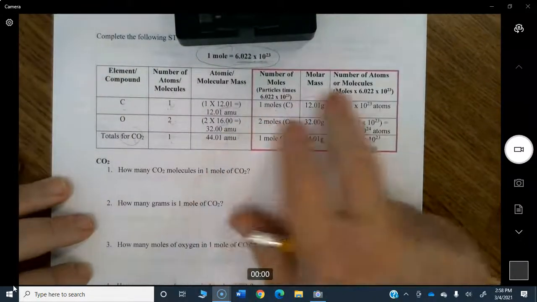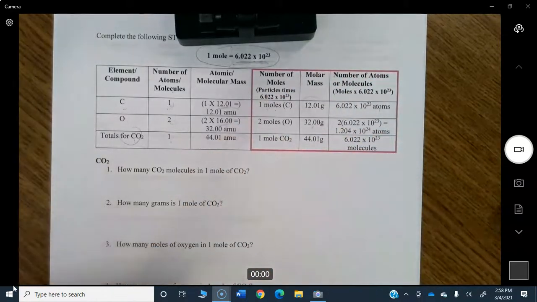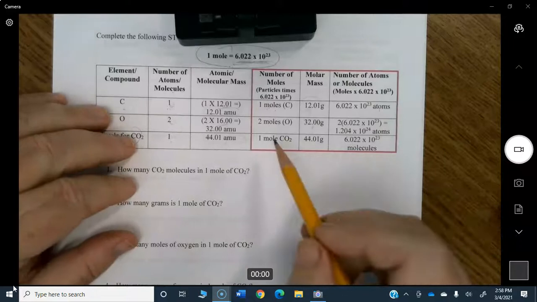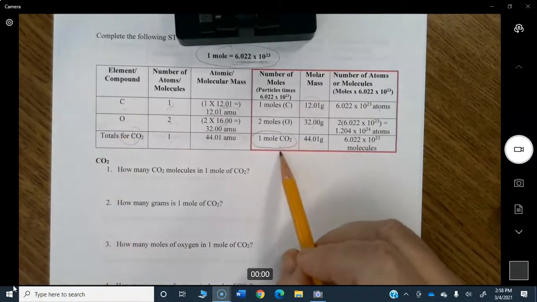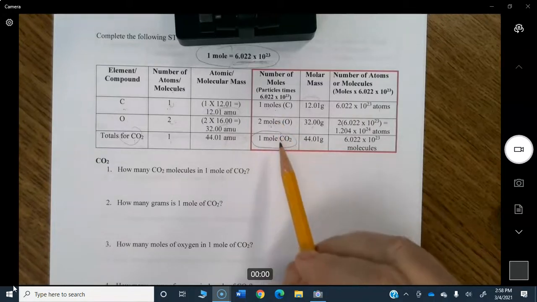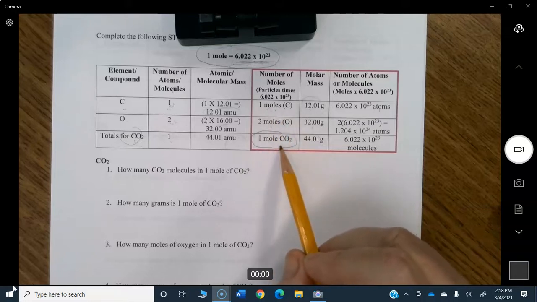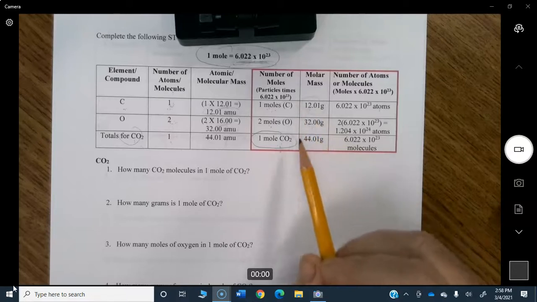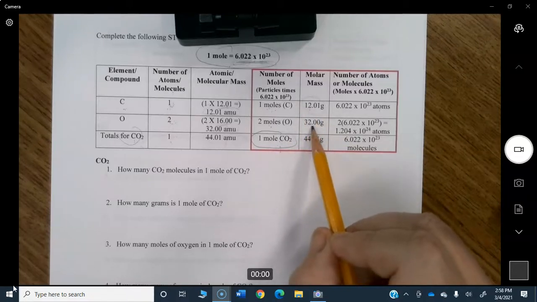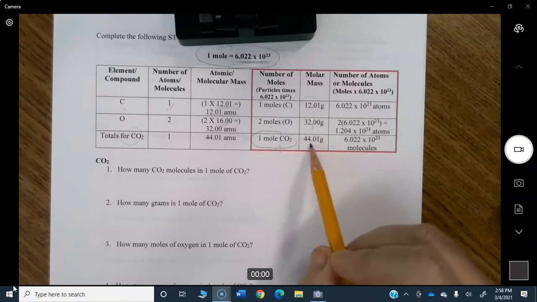Okay, so now what we're going to do is come down here and answer questions based on this. And what you're really interested in is what's in this red box here. That's why it's drawn around. So everything in here is referenced to 1 mole of carbon dioxide. So in order to make 1 mole of carbon dioxide, you need 2 moles of oxygen. To make 1 mole of carbon dioxide, you need 1 mole of carbon. To make 1 mole of carbon dioxide, you need 12.01 grams of carbon. 1 mole of carbon dioxide, you need 32 grams of oxygen. And if you have 1 mole of carbon dioxide, then that will weigh 44.01 grams.